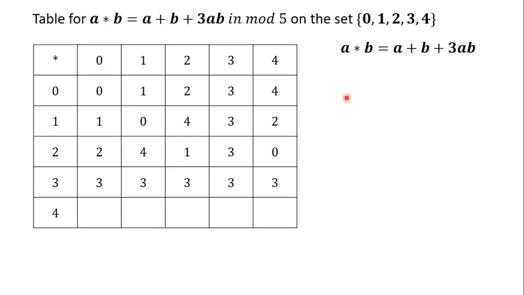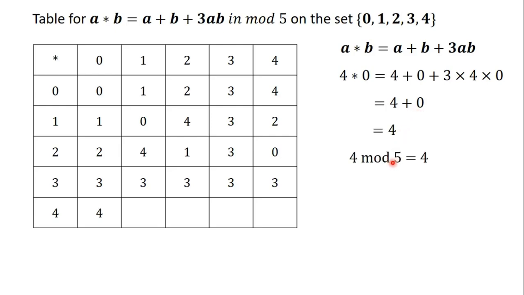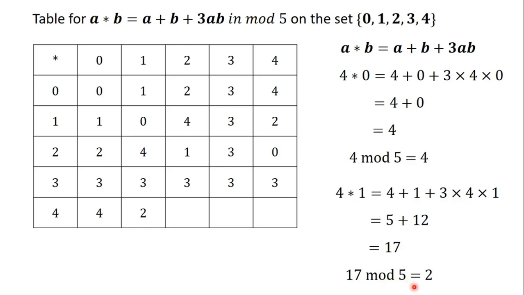4 star 0. 4 star 0 is equal to 4 plus 0 plus 3 times 4 times 0. And you have 4 plus 0. 4 plus 0 is 4. 4 mod 5 is 4. 4 star 1. 4 star 1 is equal to 4 plus 1 plus 3 times 4 times 1. 4 plus 1 is 5. 3 times 4 times 1 is 12. 5 plus 12 will give us 17. And 17 mod 5 is 2.